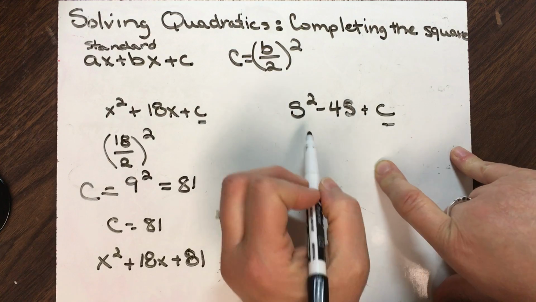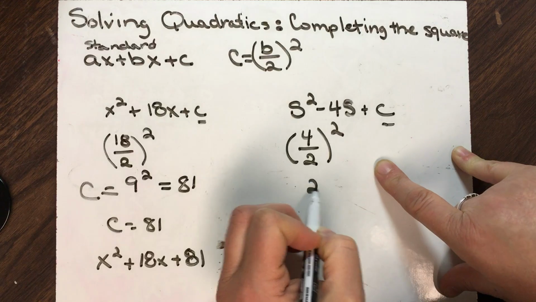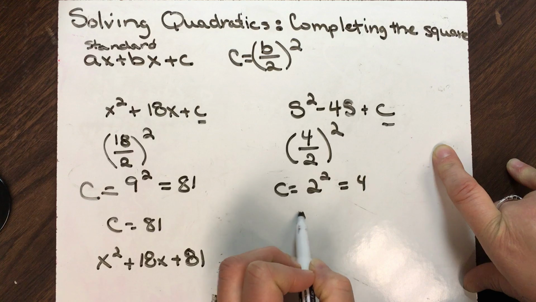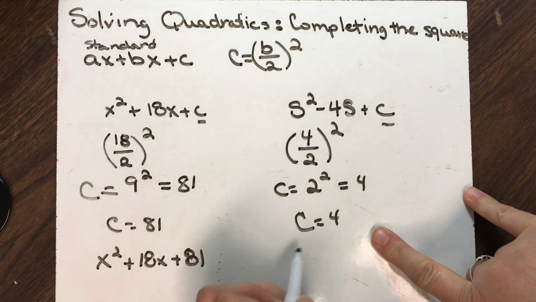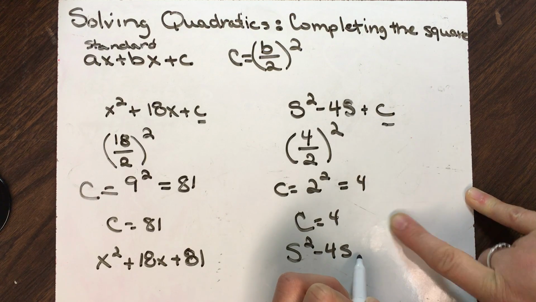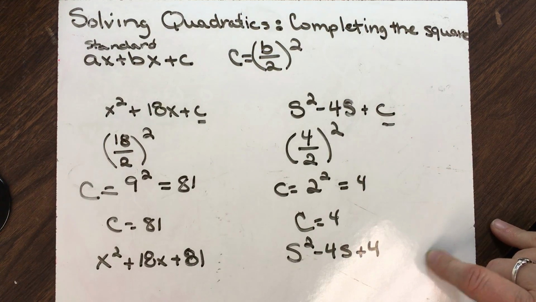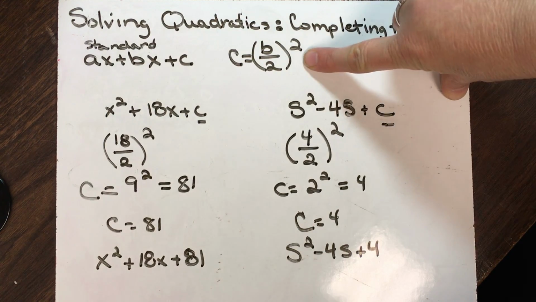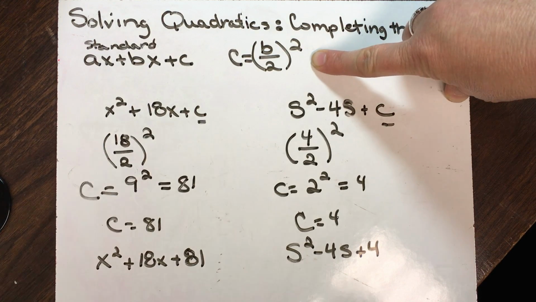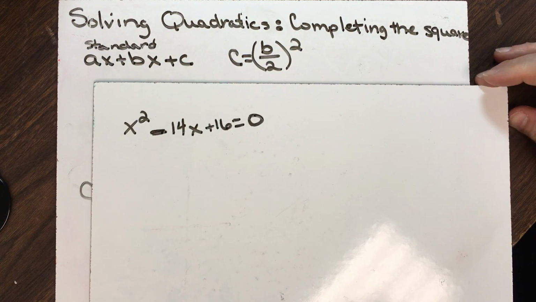Alright, let's take a look at the second one. This is an x, so 4 divided by 2 squared, so 2 squared equals 4. So in this case, c equals 4. If we were asked to rewrite it, it would look like this. Alright, so we're using this. We're going to use this again here in a second. So we have c equals b divided by 2 squared. So we're going to carry that forward into another equation.